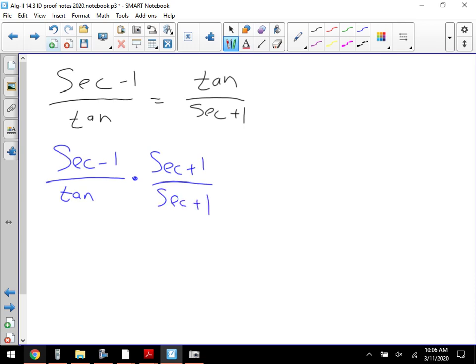Just watch this. When you multiply by a conjugate, I'm still multiplying by some factor of 1, aren't I? Yes. What's secant minus 1 times secant plus 1? Which is what?